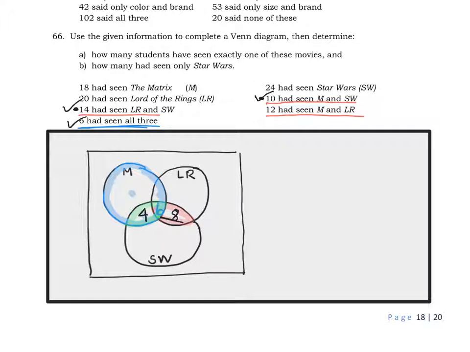So 12 have seen The Matrix and Lord of the Rings. So they are talking about this region right here, that entire region, which means that I'm going to need to take the 12 and then minus the 6, and that gives me 6 right here. So 6 plus 6 indeed is 12.